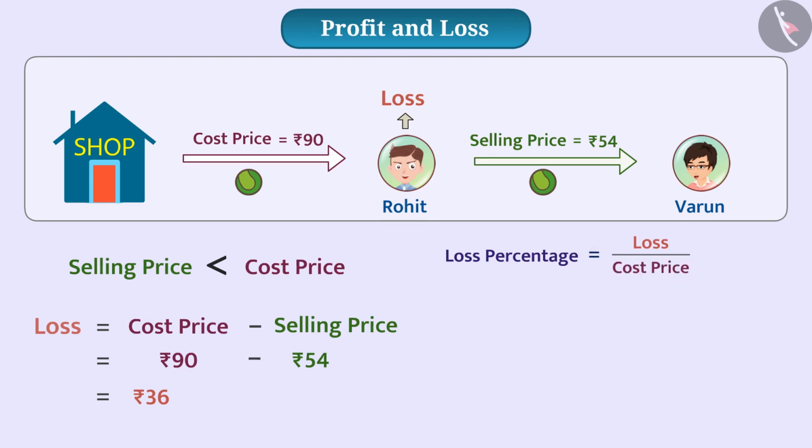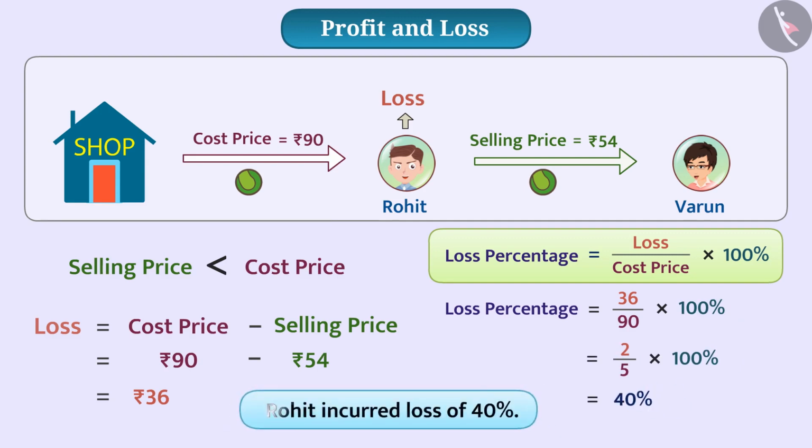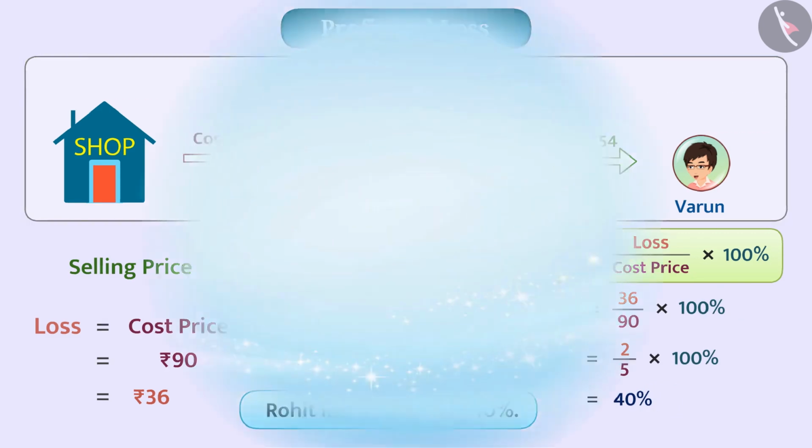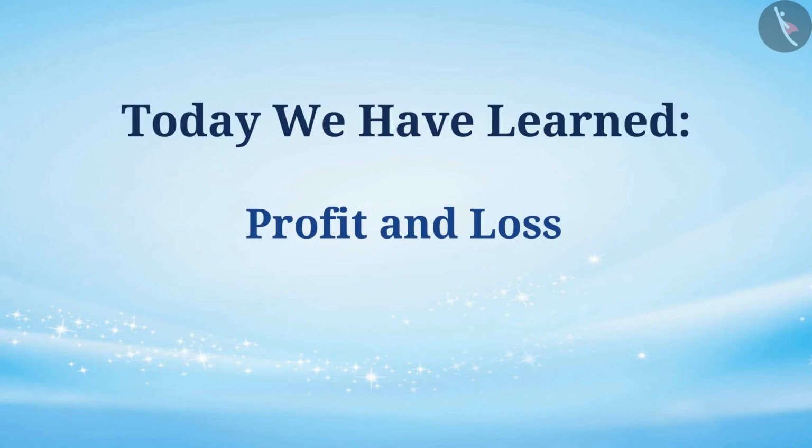With this understanding, we write the formula for loss percentage as: loss percentage is equal to loss divided by cost price multiplied by 100%. Here, the loss percentage is equal to 36 divided by 90 multiplied by 100%, which is equal to 2 divided by 5 multiplied by 100%, which is equal to 40%. That is, Rohit incurred a loss of 40% in this transaction. So today we have learned profit and loss. In the next video, we will see other interesting examples on this topic.